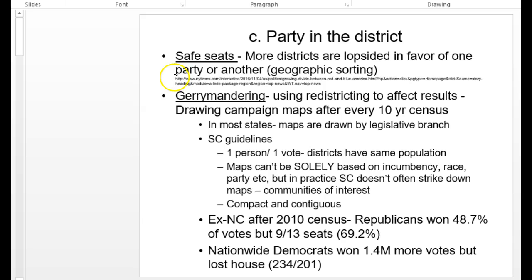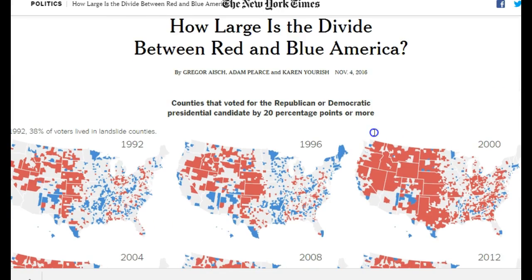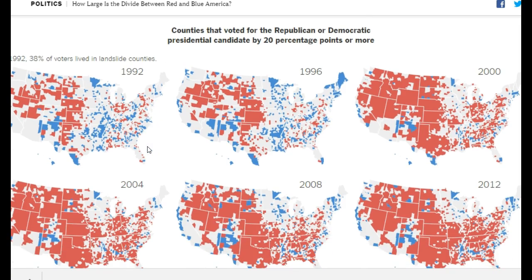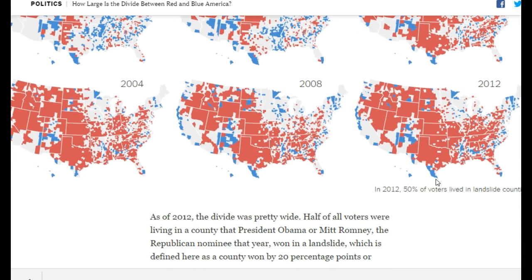Many seats are what we call safe seats. And I'll give you a visual on this real fast. Safe seats are ones in which the dividing line between the parties is more than 20%. So here's a graphic that gives you a sense of how this has changed over time. These are the counties in which the spread between one party or another is more than 20%. So in 1992 it was 38%. 2012 now, 50% of voters live in counties where the spread is so great that the other party really doesn't have any chance of winning. So in these what we call safe seats or safe districts, competition is severely impeded, and the incumbent has an advantage, partly for that reason.